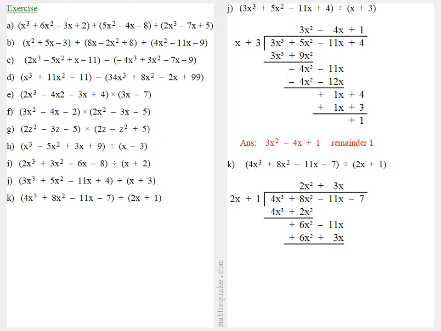We subtract minus 11x, take away 3x is minus 14x, and we bring down the next term. We divide minus 14x by 2x to get minus 7, and we multiply by minus 7. So that gives us minus 7 times 2x plus 1 is minus 14x minus 7. And when we subtract, we get 0. And so our answer is 2x squared plus 3x minus 7, and no remainder.